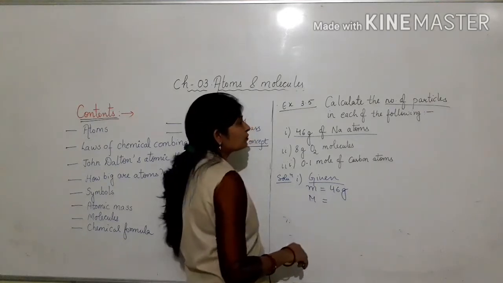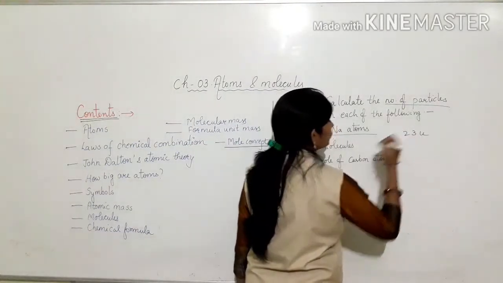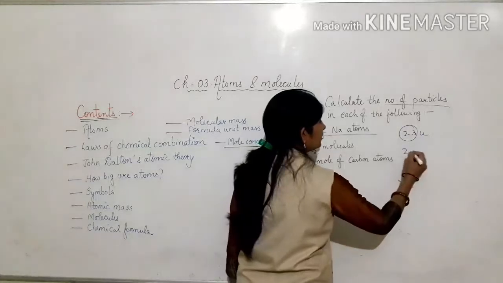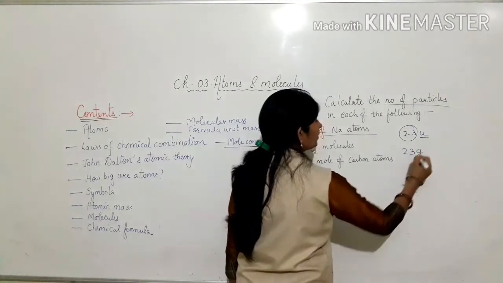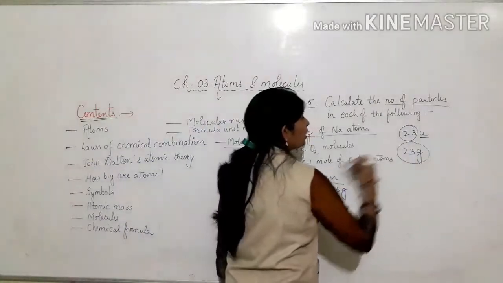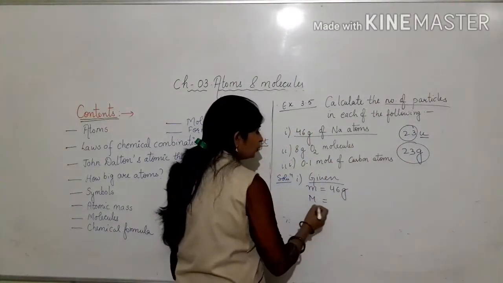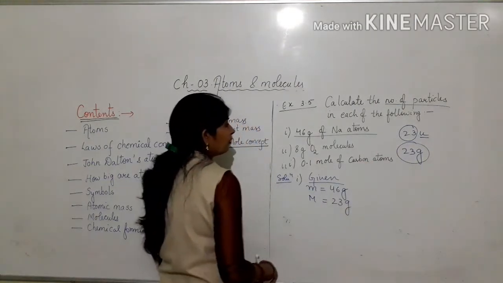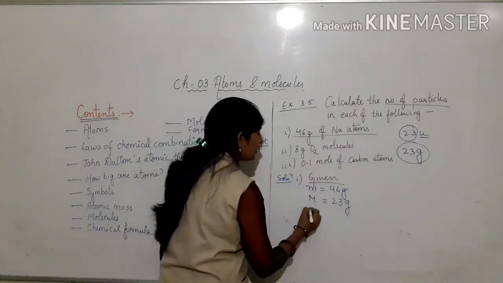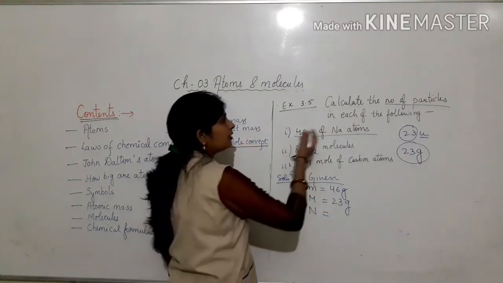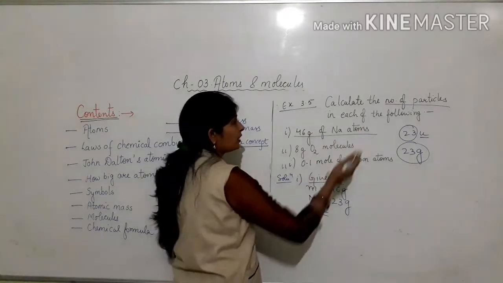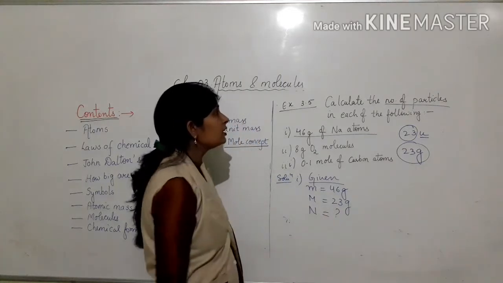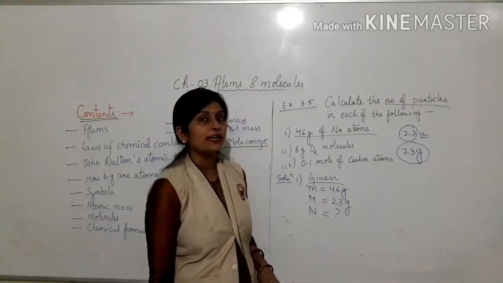What is the atomic mass of sodium? It is 23U. So its molar mass has same numerical value, that is 23. In place of U we will write unit G. So this is the molar mass of sodium atoms denoted with capital M, that is 23 gram. Okay, we have to calculate the number of particles. Here number of particles are number of sodium atoms. We have to calculate, denoted with capital N.